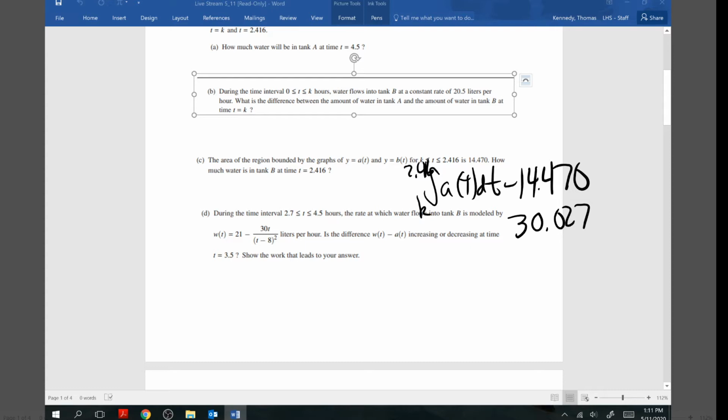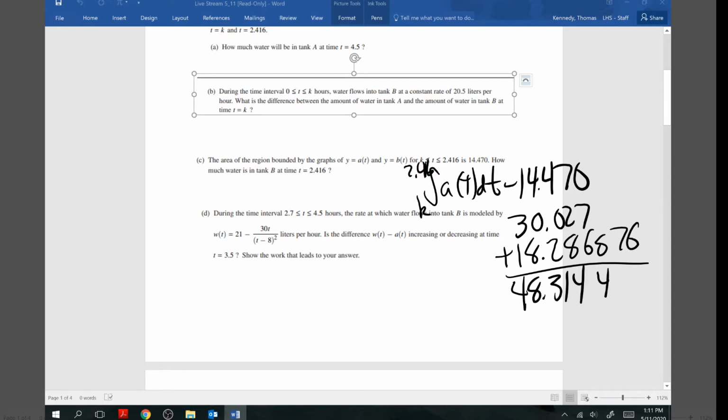30.027. And if you add this to the 18.286, the 20.5 times k, we get how much water is in the b tank. And so we just add 18.286826, this piece. And if you do this, you get either 48.314 or 48.313. That's a pretty hard at bat because there's a lot of moving pieces there.